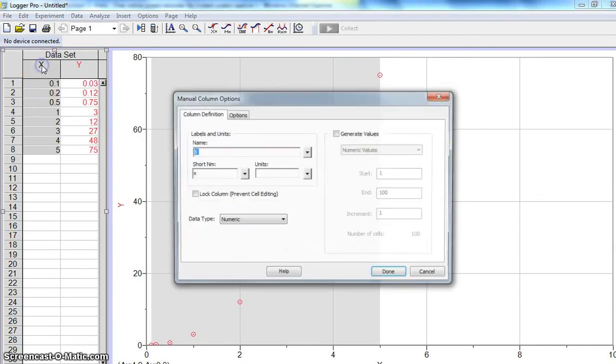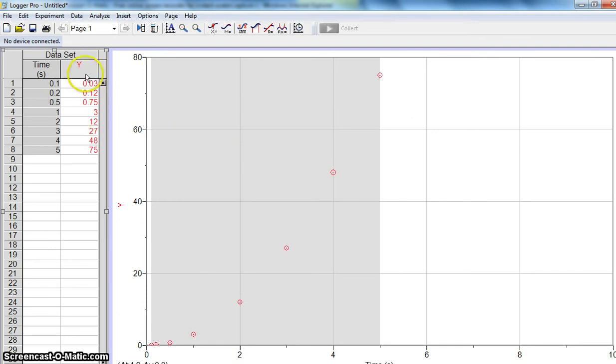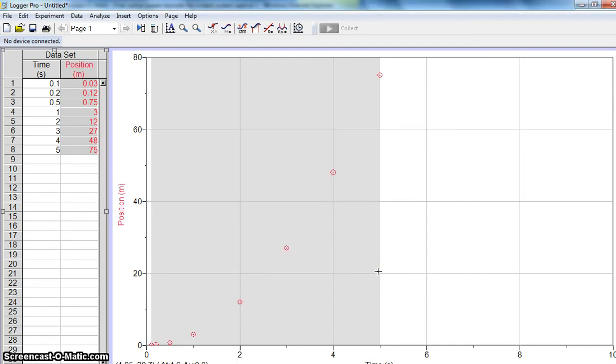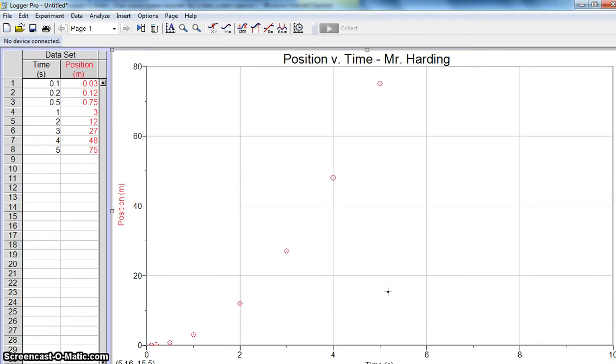So on the x-axis, I'm going to put time and include the units. And then on the vertical axis, I'm going to have position. So there's my graph. Another smart thing to do would be to title it. So this is position versus time. If you slap your name on there, sometimes that makes it a little bit easier to tell which one is yours when it comes off of the printer.